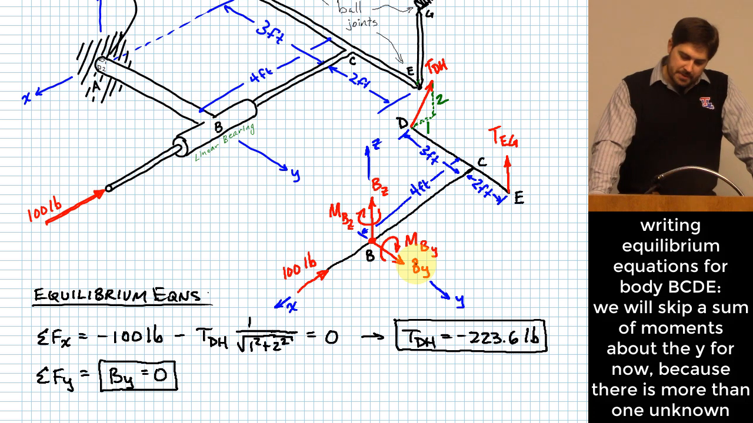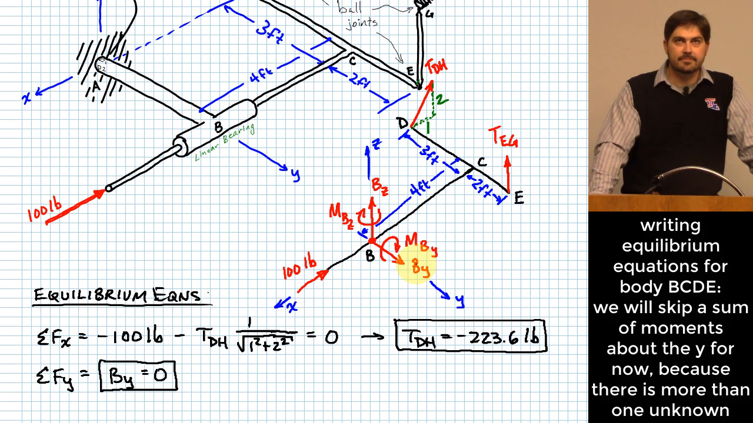Okay? So someone suggests a moment about y. Let's see, how many things do we either know or not know with respect to that? Okay, we don't know TEG, and we don't know, okay, you're saying around the y, right? So we don't know TEG and we don't know MBY. So there's two things we don't know there. So we try to keep looking and see if there's a different one we might be able to use that we can get just one thing we don't know.